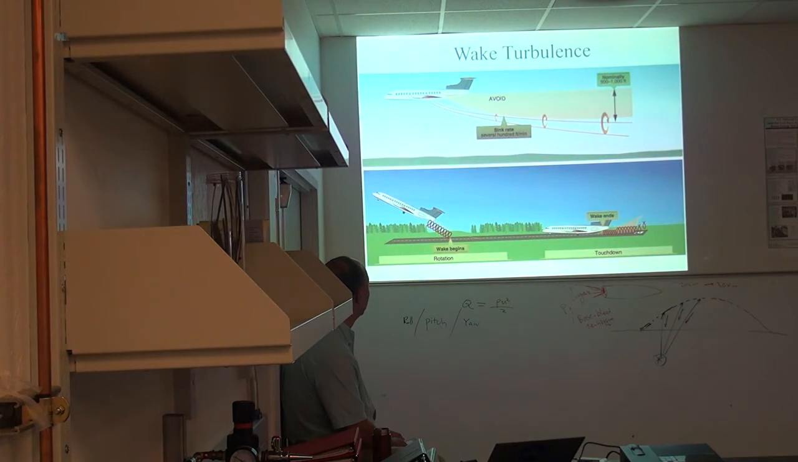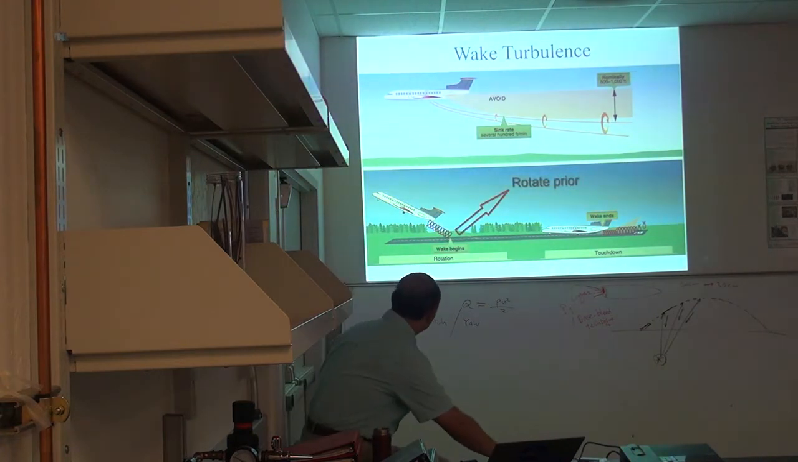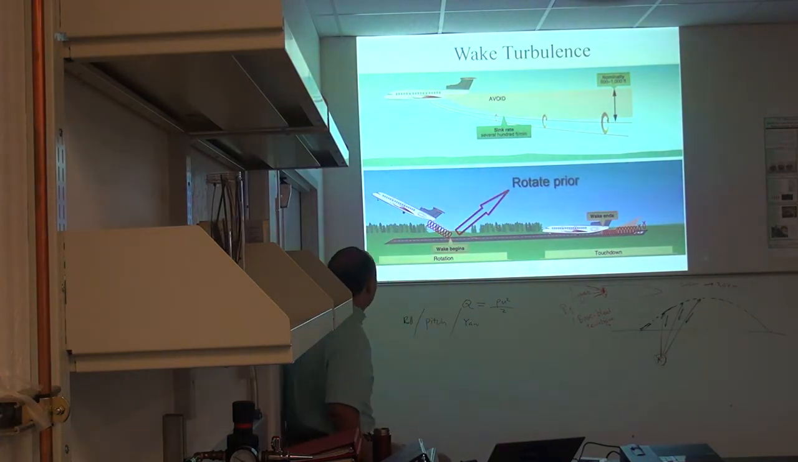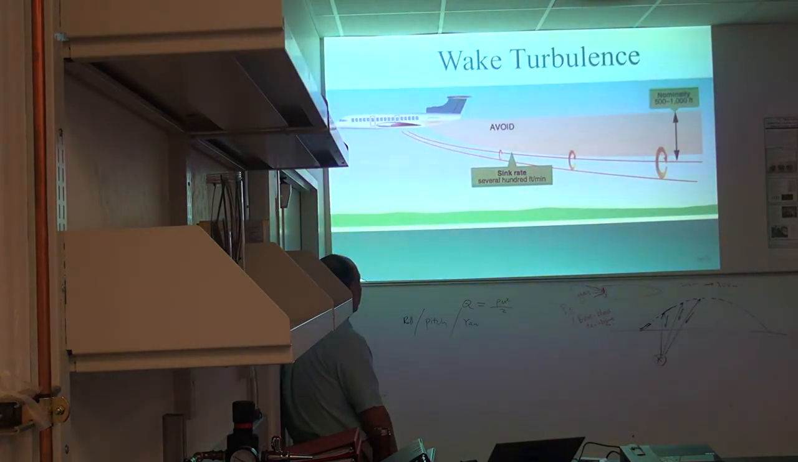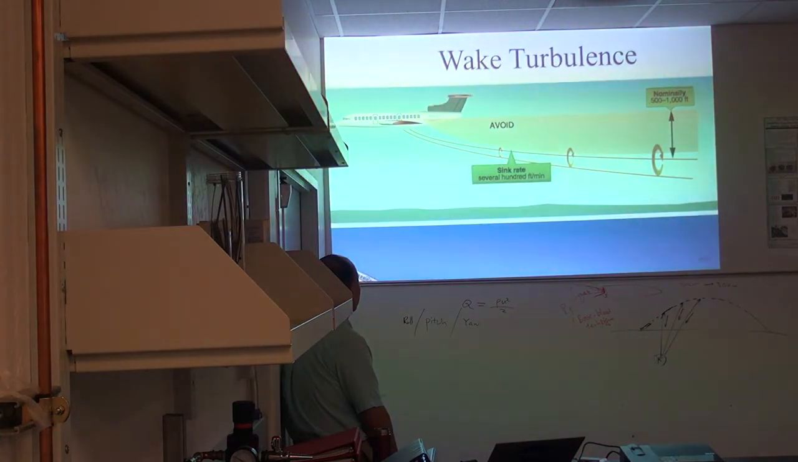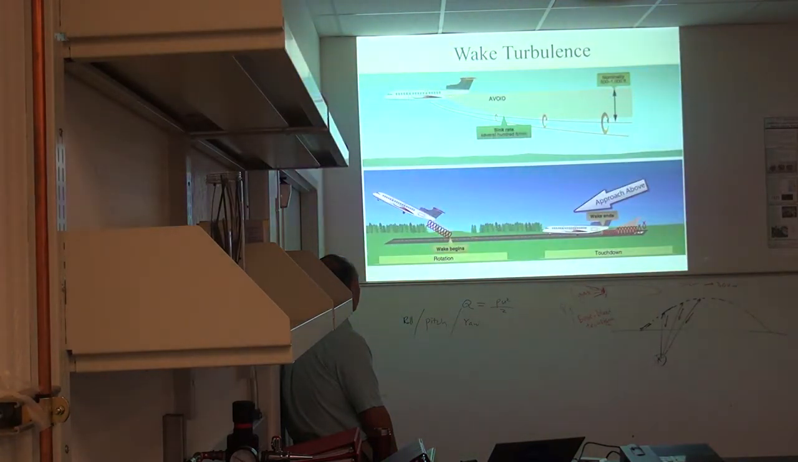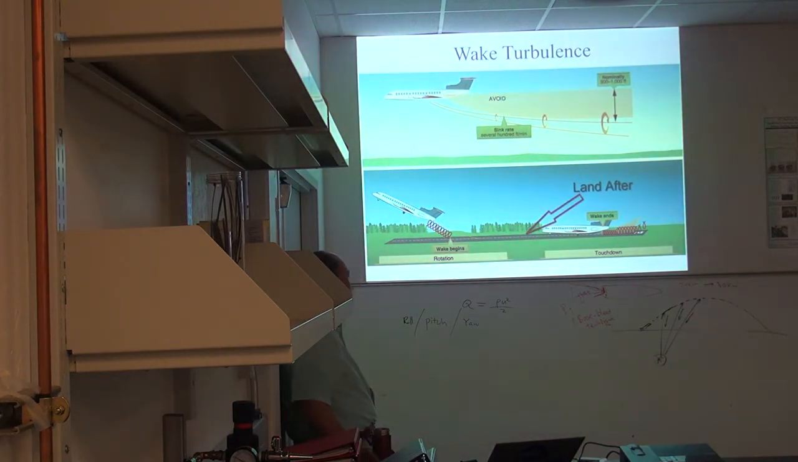To avoid wake turbulence, avoid flying through another aircraft's flight path. Rotate prior to the point at which the preceding aircraft rotated when taking off behind another aircraft. Avoid following another aircraft on a similar flight path at an altitude within 1,000 feet. And approach the runway above a preceding aircraft's path when landing behind another aircraft. And finally, touch down after the point at which the other aircraft's wheels contacted the runway.